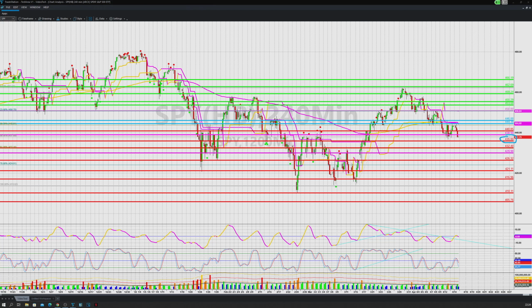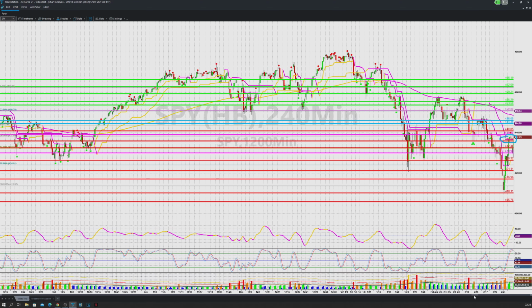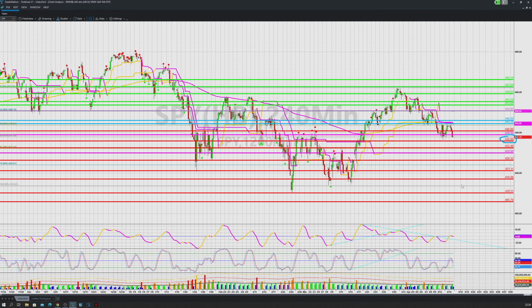Even if I go much further back, let me check here, because this one is old. Where is the 430? You can see here how it reacts. Again, here. So it is a very key level for the push to the downside, or coming back to the upside again.